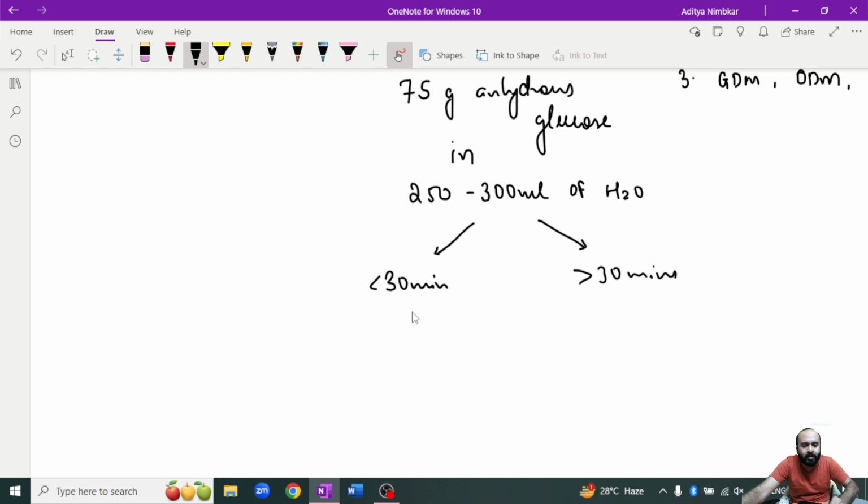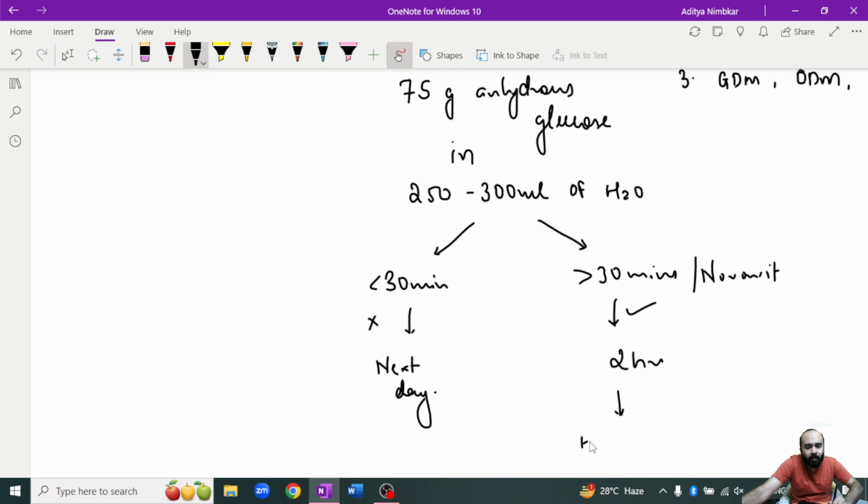If she vomits within 30 minutes, then you call her next day to do the test again. You end the test basically. You tell her कि आज नहीं हो सकता, आप कल आ जाओ. So test cannot be done. But if she vomits after 30 minutes, then you can be assured that ठीक है, the test can continue. So after 30 minutes, if she has vomited, or if she has not vomited at all, you tell her that after 2 hours you have to come to me, and after 2 hours I'll be doing your blood sugar levels, HGT जिसको बोलते हैं.